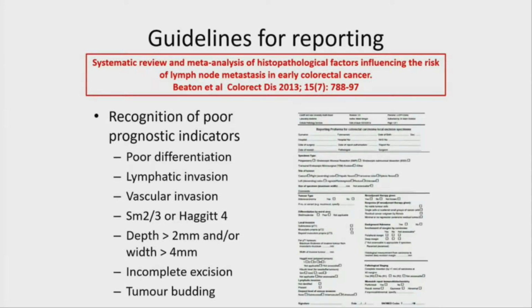All of these, with some exceptions, as we'll talk about, are included in the Royal College of Pathologists data set, which is the gold standard reporting pro forma for locally excised carcinomas. If you're not getting all this information on your reports, then you should be going back to your pathologists and asking for it.